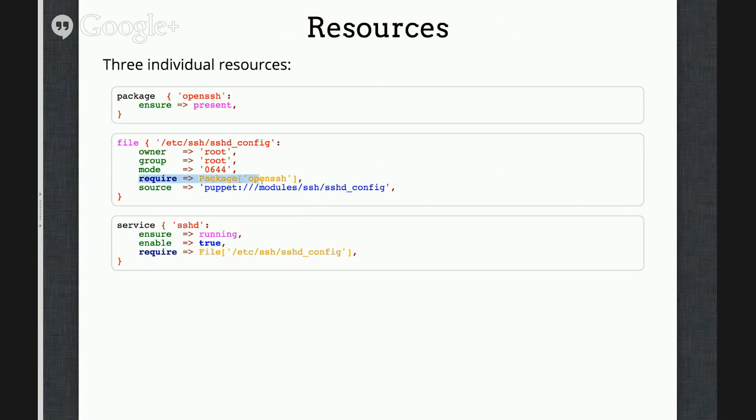So for this file, before Puppet manages the sshd config file, it requires that the package called OpenSSH is managed first. So this file would not be managed until the package is actually installed. And from a service perspective, the service requires the configuration file. So the configuration file needs to be there, but if it changes, then Puppet will automatically know this and restart the service for you. It's pretty handy that way, easy to roll out updates to the fleet.